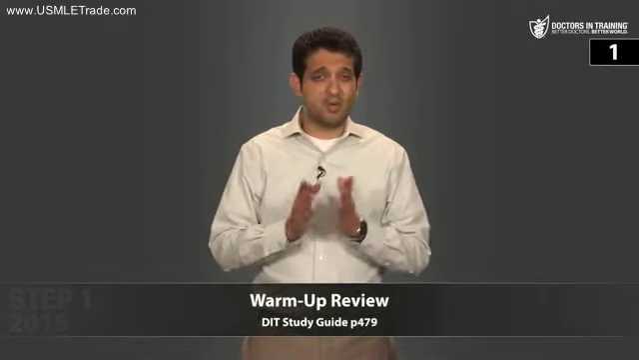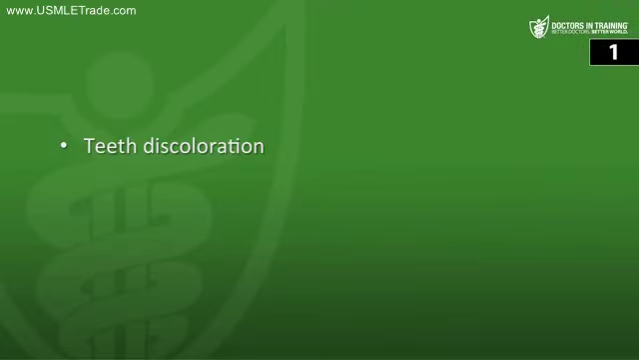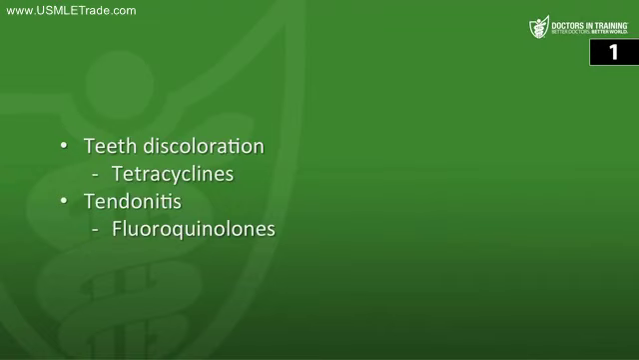First question, which antibiotic has each of the following side effects? So first is teeth discoloration. This is seen with tetracyclines. Next would be tendinitis. Fluoroquinolones can be responsible for this.